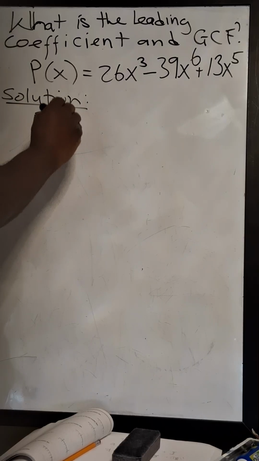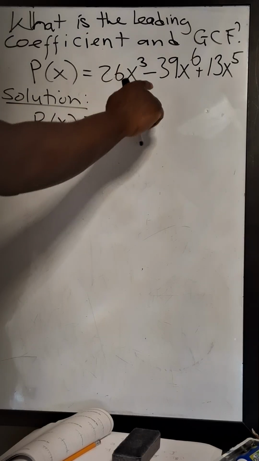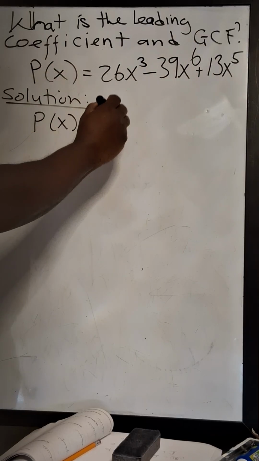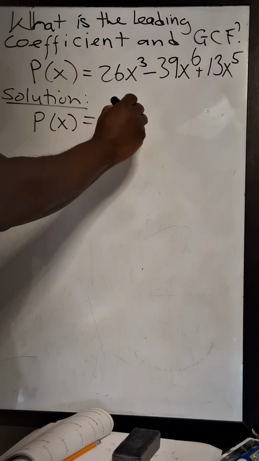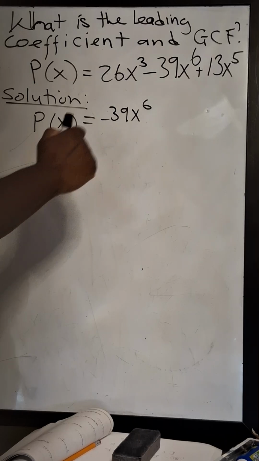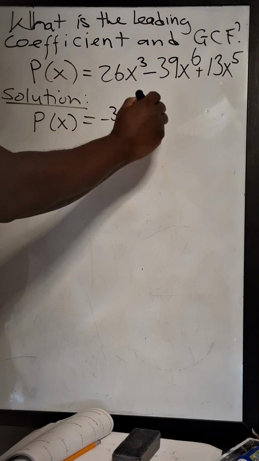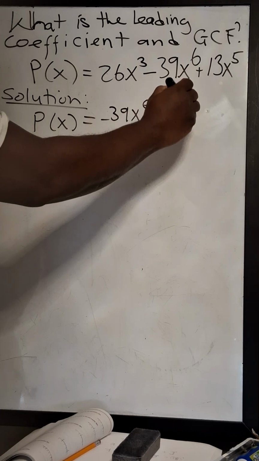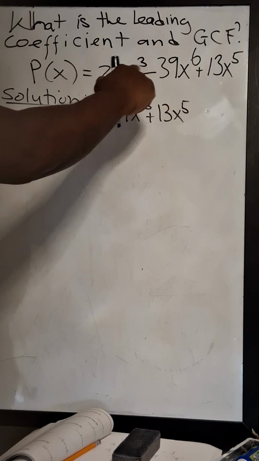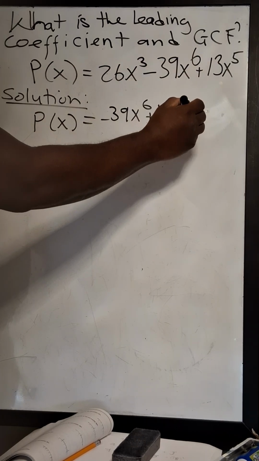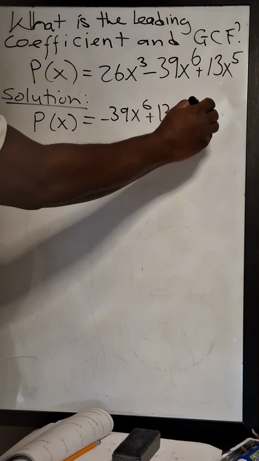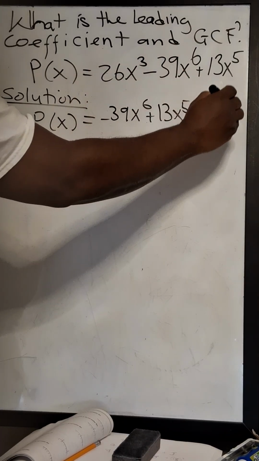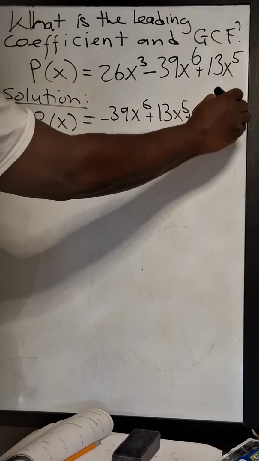So p of x is, this term has the highest power, so negative 39x to the 6 plus 13x to the power of 5. We are missing x to the 4, so as a placeholder I can put a 0x to the 4 plus 26x cubed.